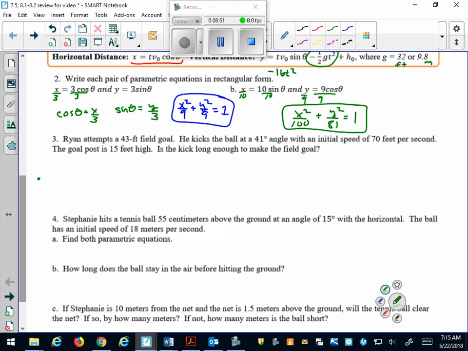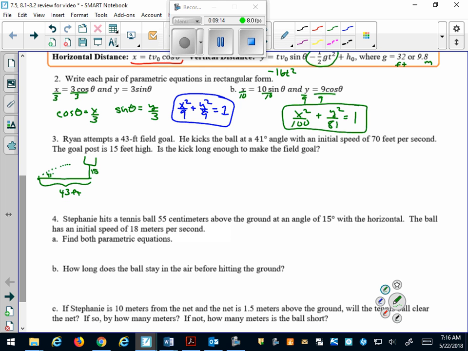So here's Ryan, here's the field goal. 43 feet is how far he's trying to kick this ball. It's 43 feet to that field goal. He kicks the ball at a 41-degree angle, right, at a speed of 70 feet per second. And the goalpost is 15 feet high.